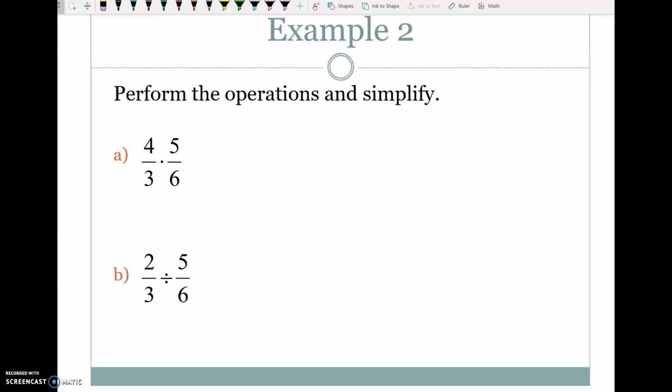Multiplication. You multiply straight across the top. 4 times 5 is 20. Straight across the bottom. 3 times 6 is 18. We need to simplify. Now, the traditional way to simplify is to think about what 20 and 18 have in common. What's the biggest number that 20 and 18 have in common? The easiest thing to do is if they're both even, divide by 2. 20 divided by 2 is 10. 18 divided by 2 is 9. And that is the simplified version.